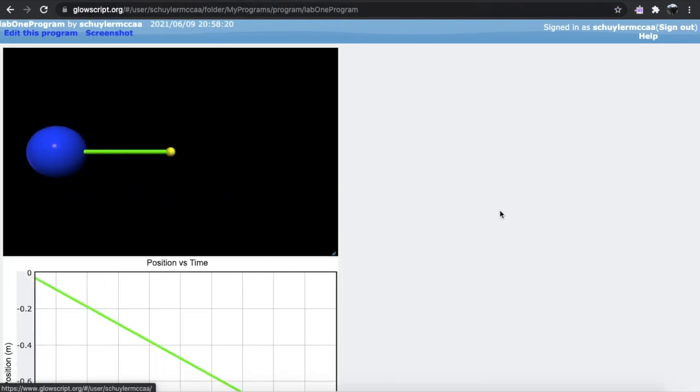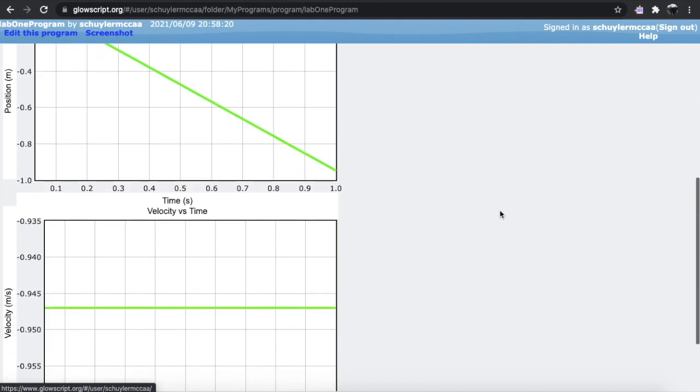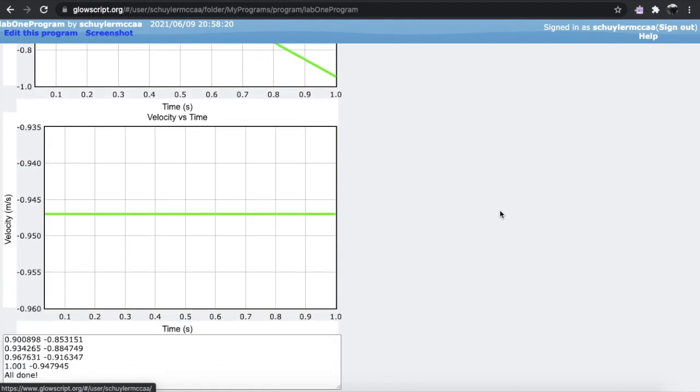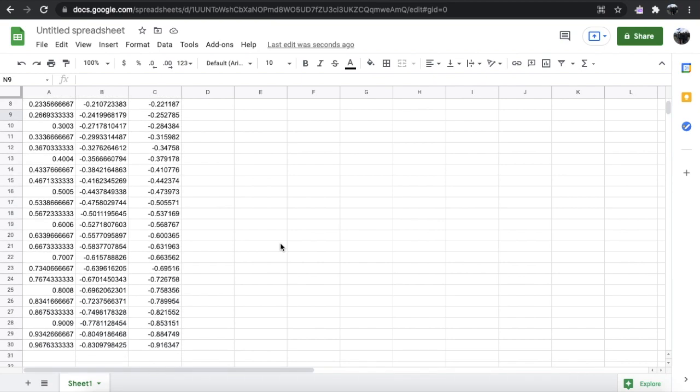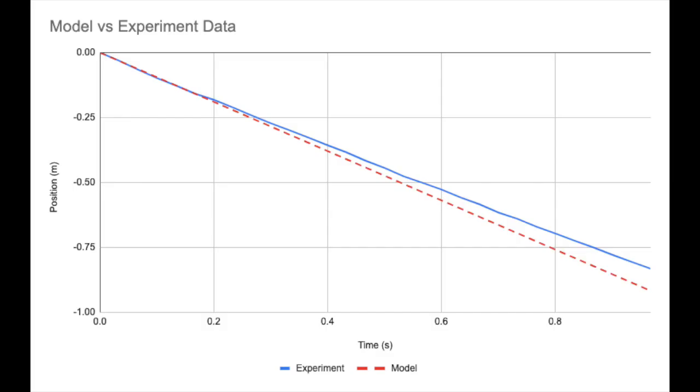I took all this information and plugged it into the program I had created in GlowScript, shown here, and produced this model, with graphs of position versus time and velocity versus time and corresponding data points. I then took this data alongside the data from Tracker and put it into a spreadsheet. This is the graph I produced when using a spreadsheet to compare the data. The blue line is the data from the experiment itself, and the red is from the model. As you can see, the model predicts further motion than the experiment itself, and at the end of the time interval, the positions are quite far apart.